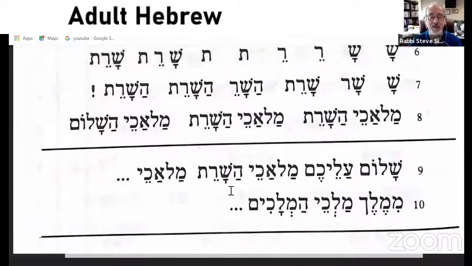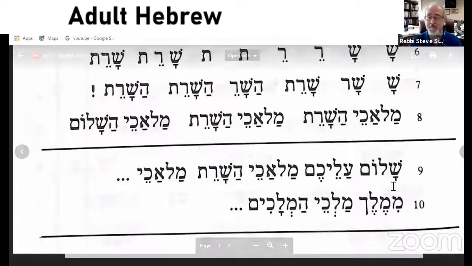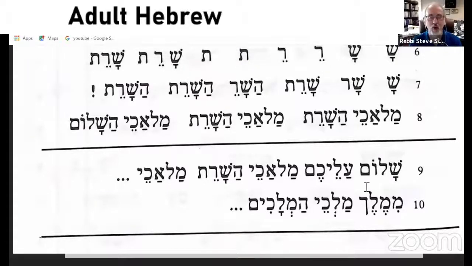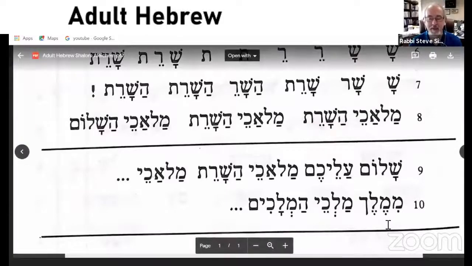And it has the word hasharet in it, which is part of the Shalom Aleichem. A little bit faster, folks. We can do it. Shalom Aleichem. Malachei hasharet. Malachei. Line 10, fast. Mi melech malachei hamalachim.